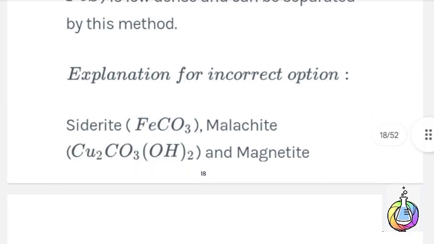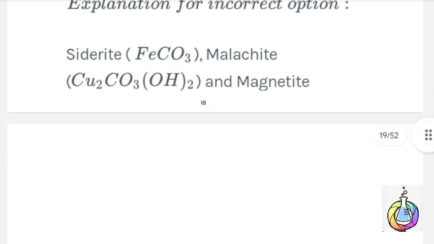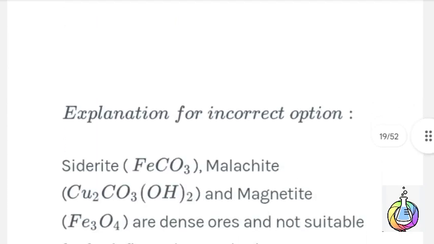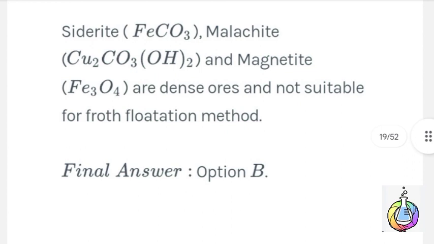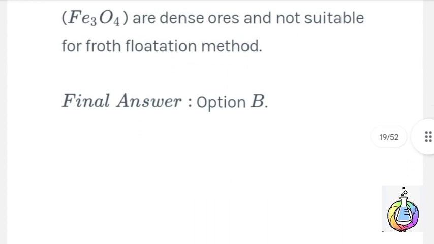Here is the explanation for the incorrect options: siderite is FeCO3, malachite is Cu2CO3(OH)2, magnetite is Fe3O4. These are dense ores and not suitable for the froth flotation method.